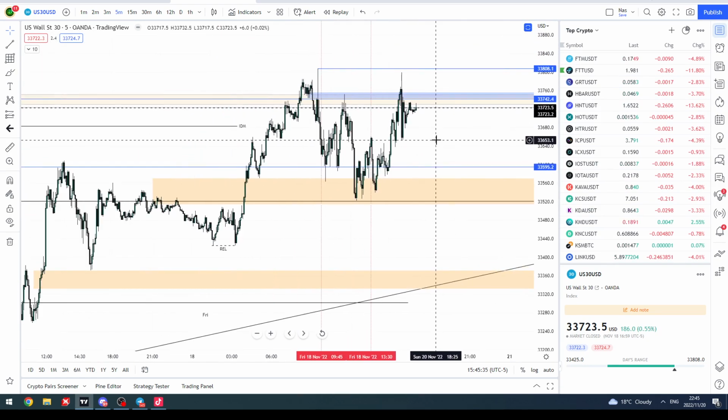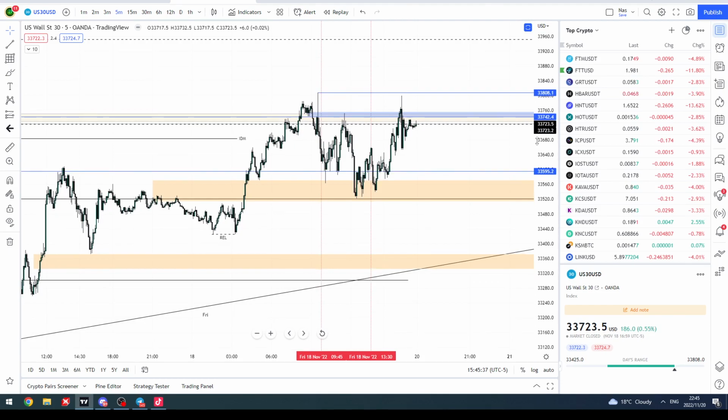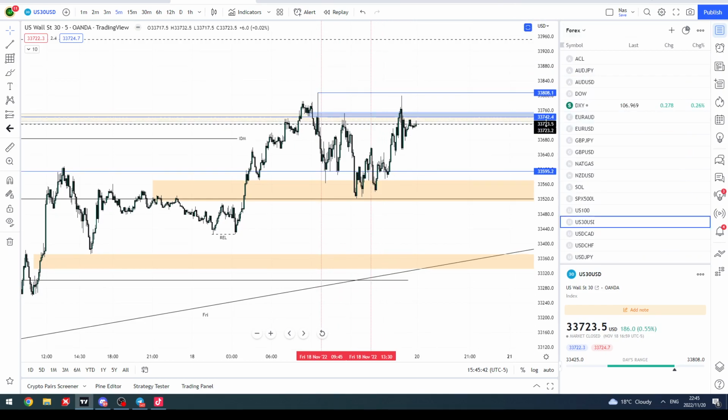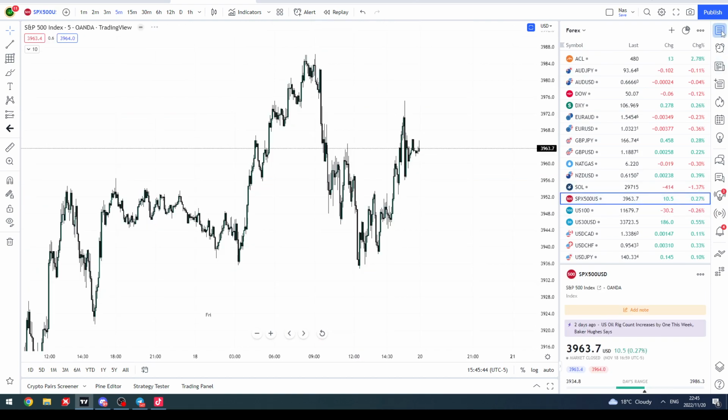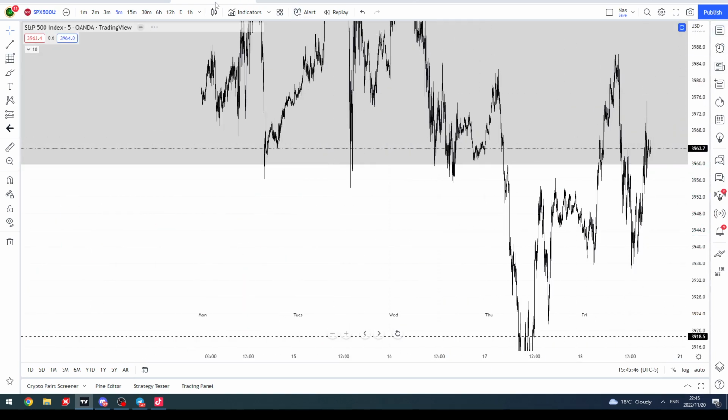We do talk about and post a lot of charts within there. US30, let's have a look at something really quickly. S&P, is S&P cooked? Let's have a look at that quickly.